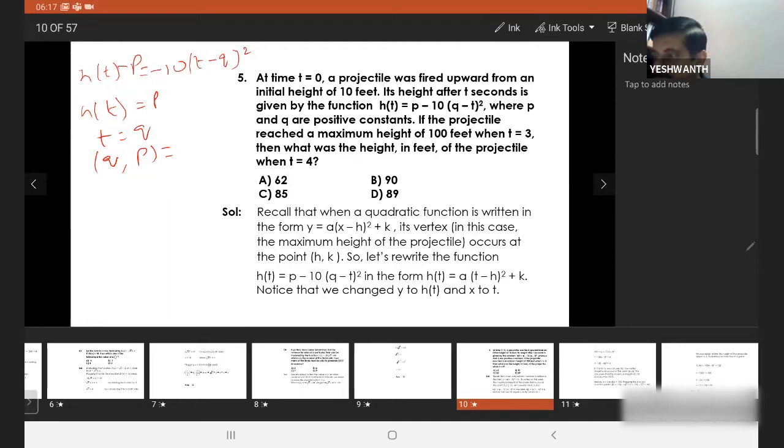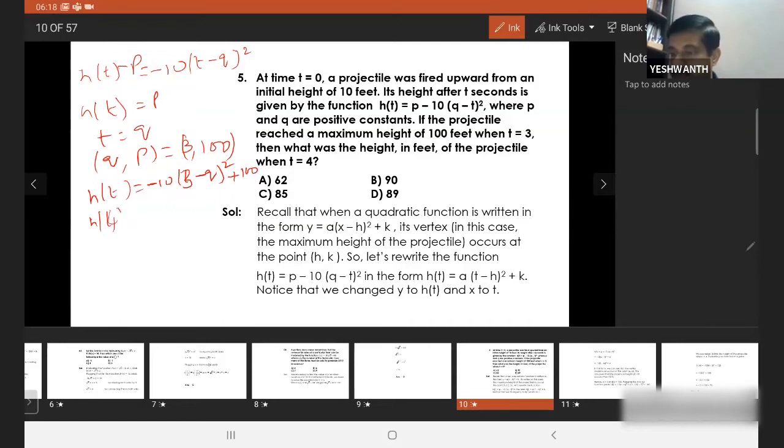The initial height is 10 feet, that's okay. If the projectile has reached a maximum height of 100 feet when t equals 3, that means this is the peak. So t is 3, meaning q is 3 and p is 100. This is the vertex. So h of t equals minus 10 into (t minus 3) whole square plus 100. Now we want to find h of 4.